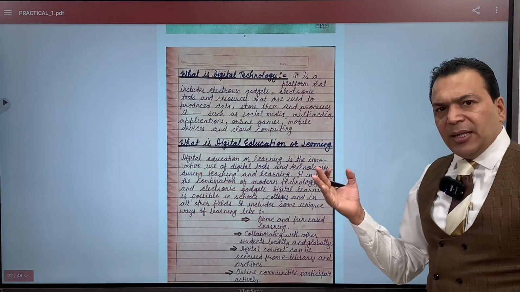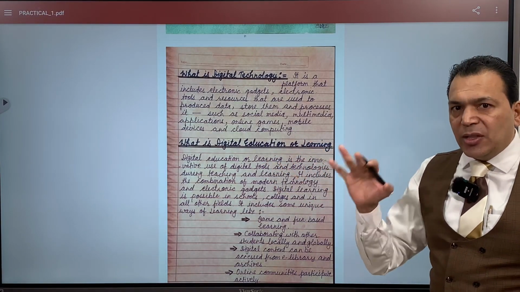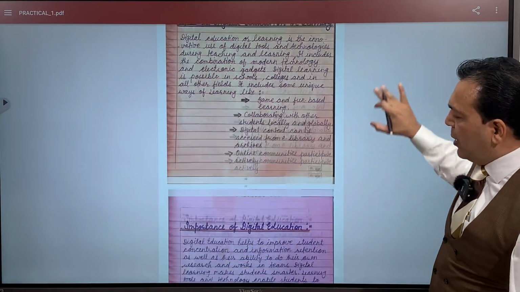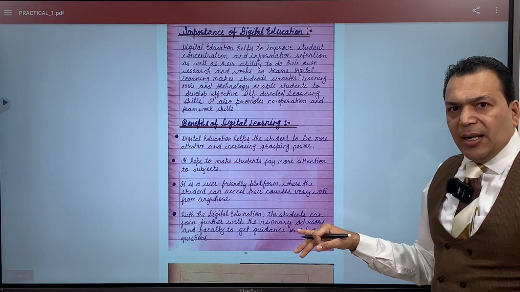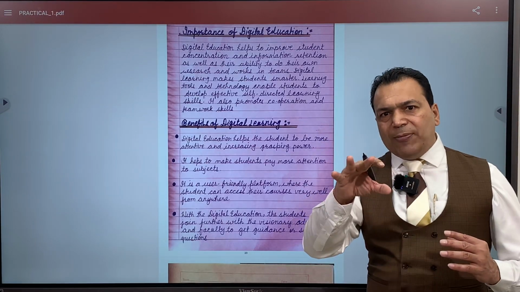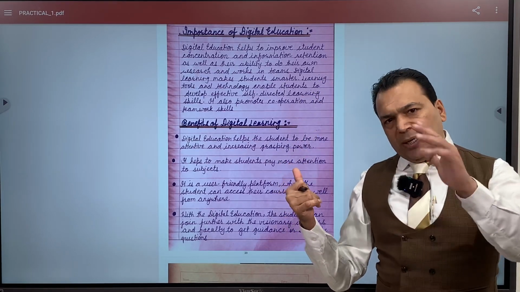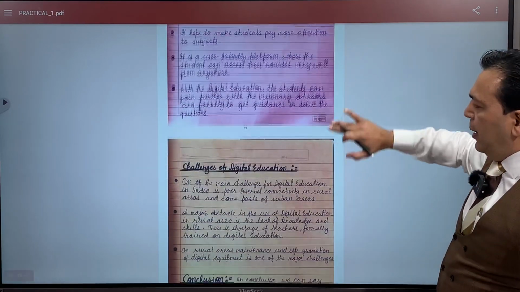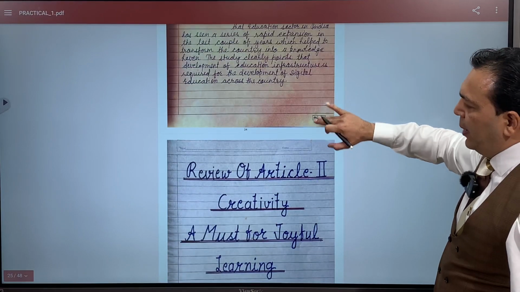Then what is digital technology? Naturally, this paper is on digital education in Indian society. Then what is digital education or learning? Then the importance of digital education, the benefits of digital learning. So all these things you have to take from that research paper, but you have to write in your own way. Okay. Challenges of digital education and, last, the conclusion, right?